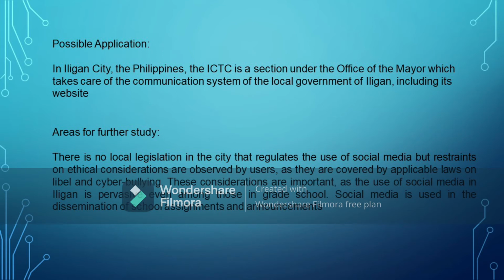Areas for further study. There is no local legislation in the city that regulates the use of social media, but restraints on ethical considerations are observed by users, as they are covered by applicable laws on libel and cyberbullying. These considerations are important, as the use of social media in Iligan is pervasive even among those in grade school. Social media is used in the dissemination of school assignments and announcements.